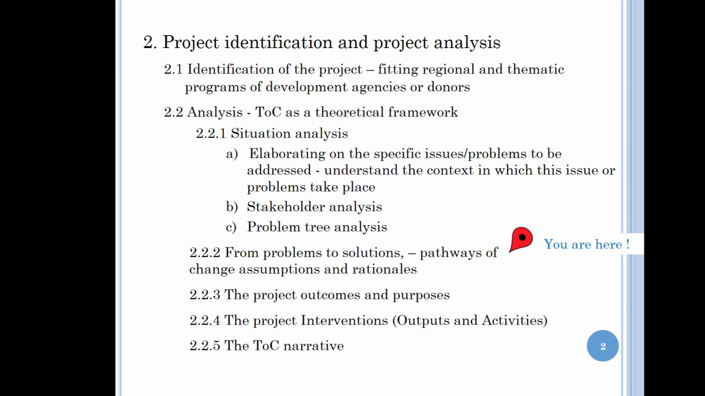So what we're going to do now is to elaborate on a solution tree. Later on, in the second part, we will also explore assumptions, rationales, and the risks involved in achieving each of the solutions that you are proposing along the causal pathway of your solution tree.